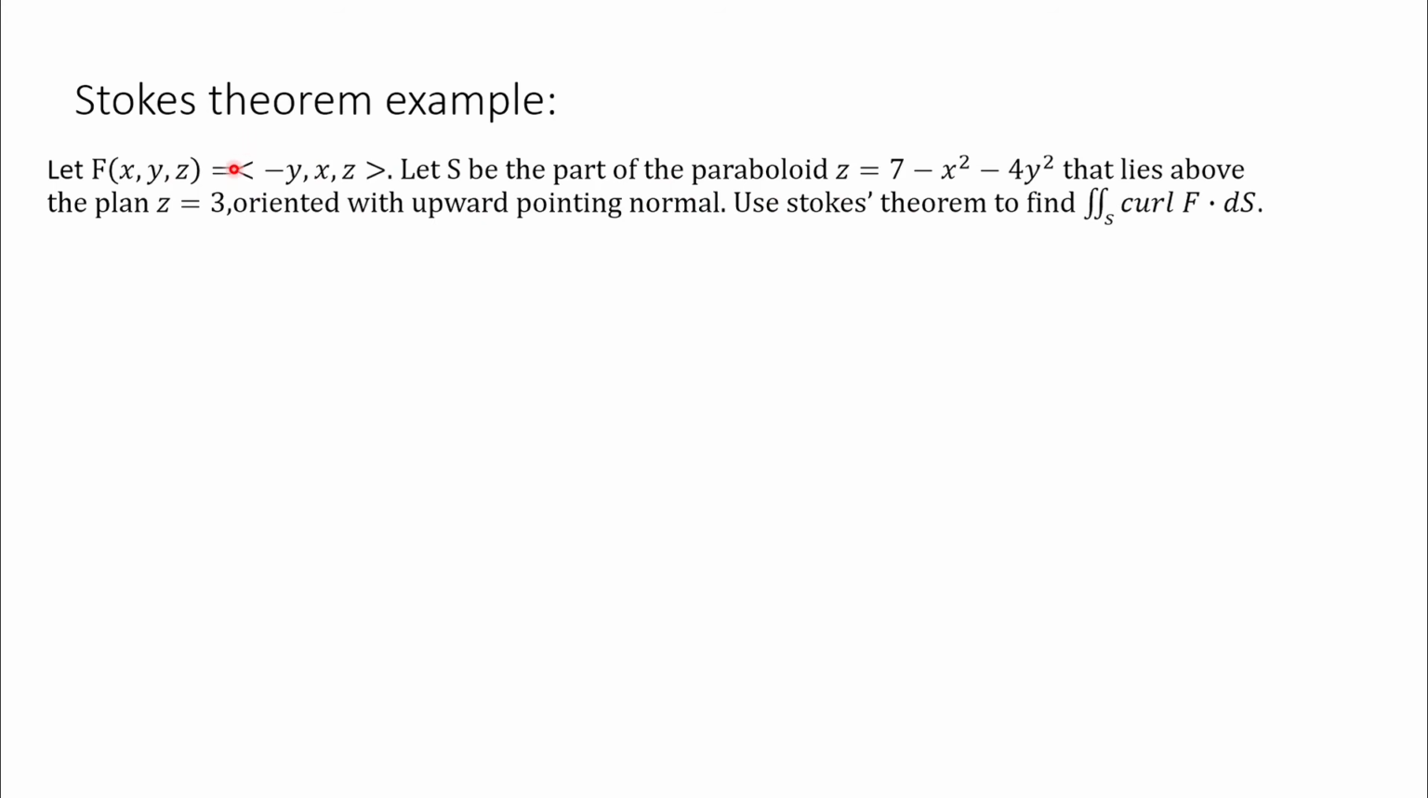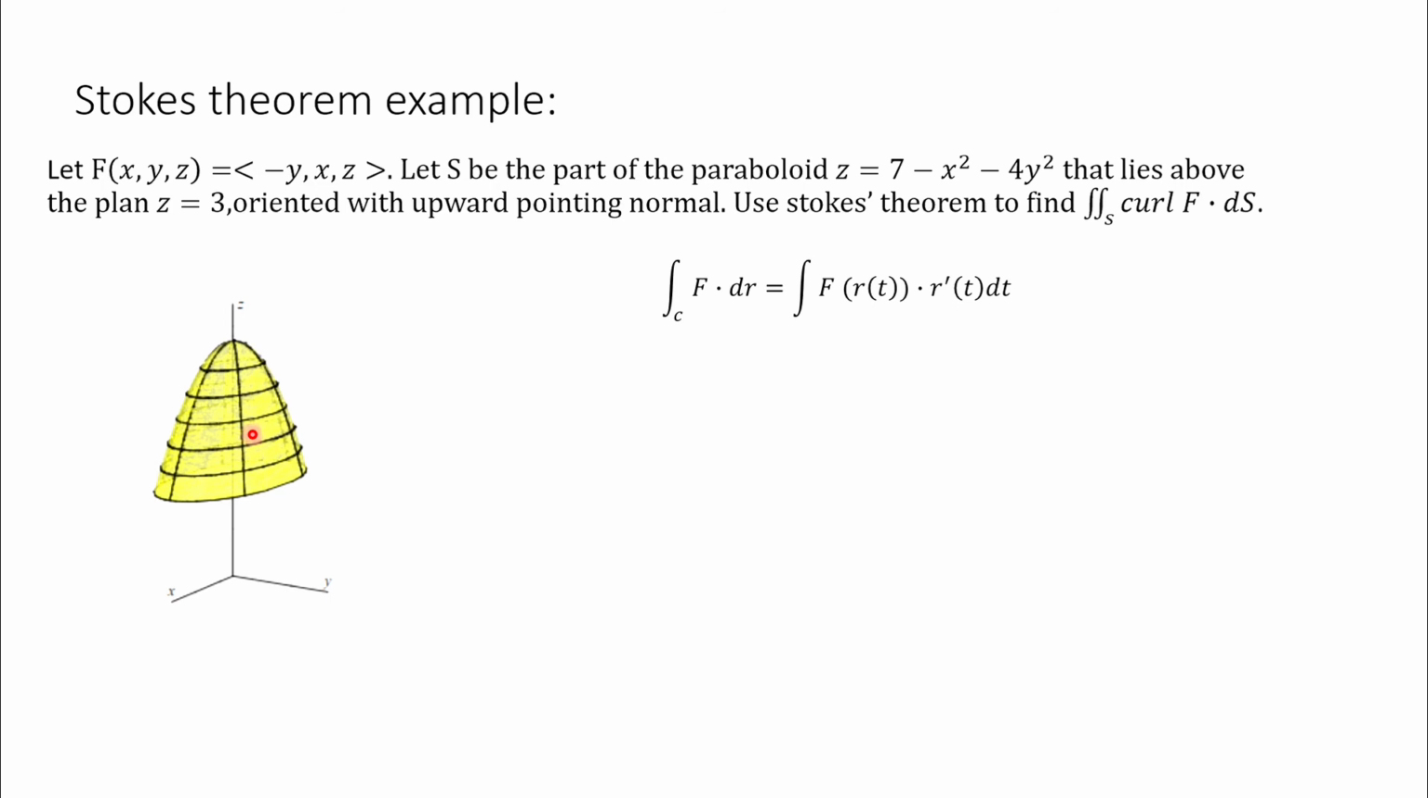Example of Stokes theorem. The question says that F of x, y, z equal to negative y, x, z. Let S be the part of the paraboloid z equal to 7 minus x squared minus 4y squared that lies above the plane z equal to 3, oriented with upward pointing normal. Use Stokes theorem to find the surface integral of curl F dot dS. So for the line integral of F dot dr, it equals the line integral formula, which is F of r(t) dot product r prime of t dt.